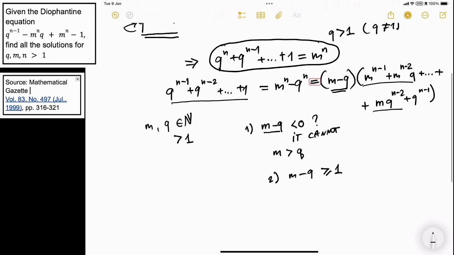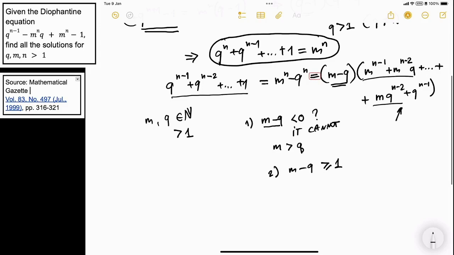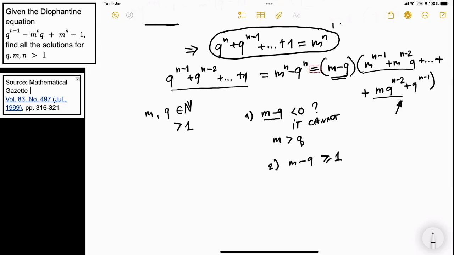I'm thinking how we can represent this, the right part here. I think it's kind of very straightforward, or maybe not. So if you write what's written in these brackets, this equation, let's rewrite it starting from q^(n-1) plus m q^(n-2) plus etc. plus m^(n-2) q plus m^(n-1).